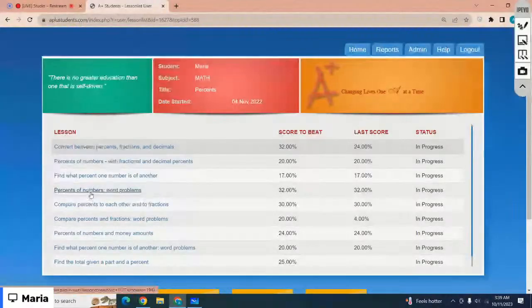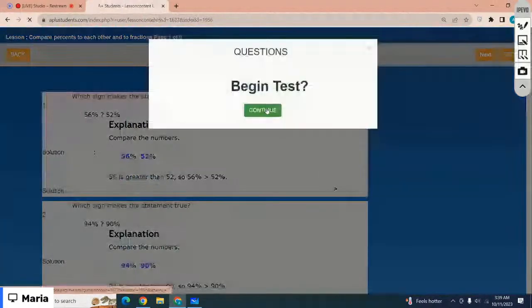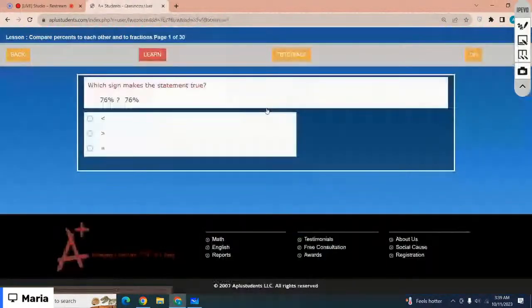Percents of numbers were problems you have to do on your own. Compare percents to each other and to fractions. Let's just start with the test questions. Okay, you are comparing 76% and 76%. Are they equal? Greater or less? They both are exactly equal, right?